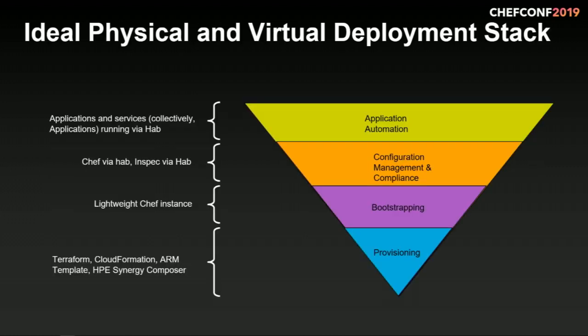Just talking a little bit about our ideal stack at this point, and for provisioning, you'd see something like Terraform, CloudFormation, ARM templates, or if you're looking at bare metal, usually if you want to provision bare metal as code, you're stuck using whatever your hardware vendor gives you, so HPE Synergy Composer, whatever the IBM equivalent of that is, that kind of thing. You've got some sort of lightweight Chef or configuration management instance that's helping with the bootstrapping process. You've got Chef installed via Habitat and InSpec via Habitat to do config management and compliance. And then on top of all of that, you have your applications and services, which I'll just call applications from now on, running via Habitat itself.